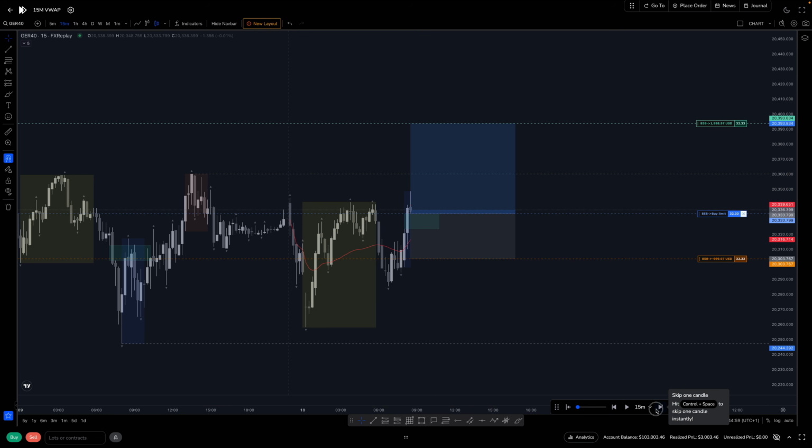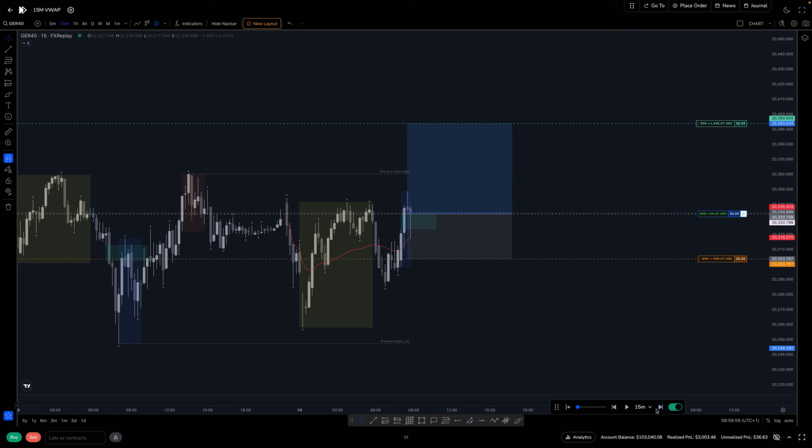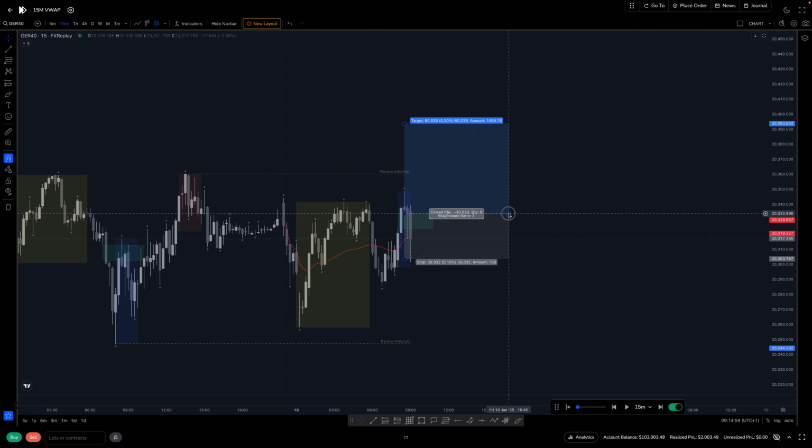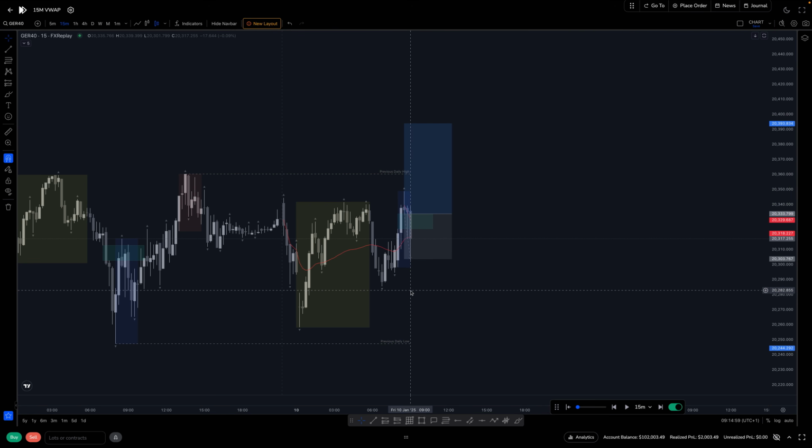So let's see if we can get tagged in. So we tagged in, we've got a nice reaction, very nice candle here. It's like a hammer candle. A nice reaction to the VWAP, but then we're taken out for a -1, which is absolutely fine.